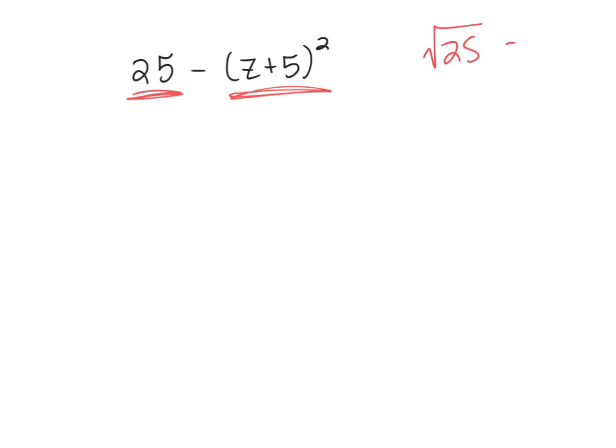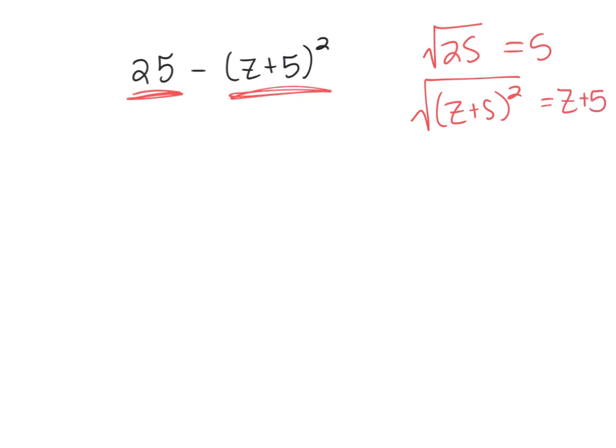Sometimes the difference of squares are going to look a little strange, and these come up more in calculus than they do in a pre-calculus course, but this is a difference of squares. You'll notice here that we can take the square root of 25, it's just 5, and we can take the square root of z plus 5 squared, it would just be z plus 5. So the square root of 25 is 5, the square root of z plus 5 squared is z plus 5.